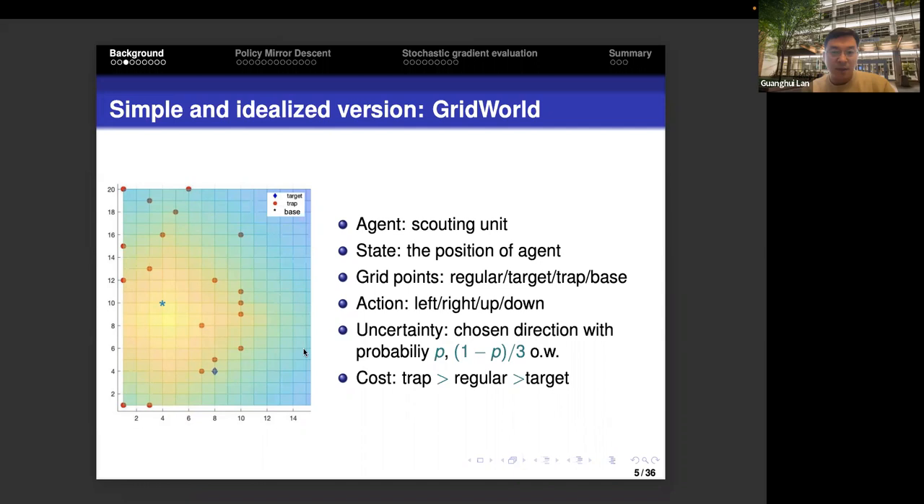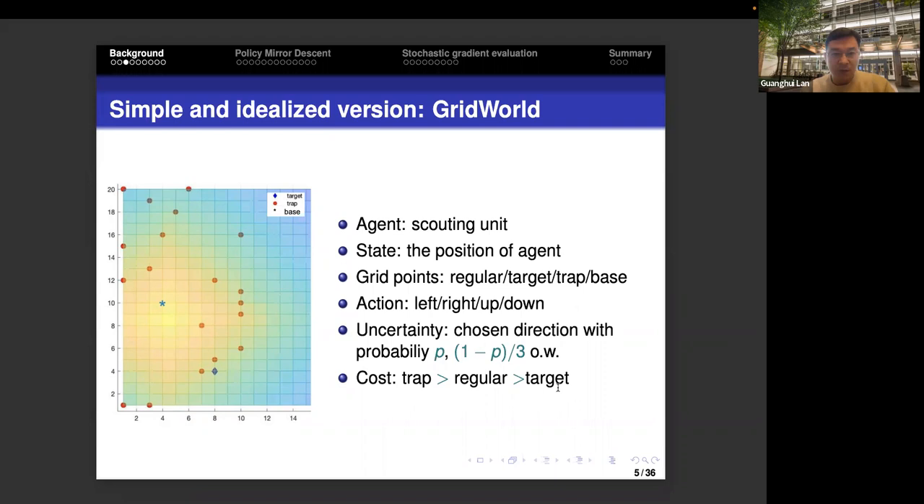As we said, because of the uncertainty, the actual moving direction will not be the direction that has been pre-designed. With some probability, the agent will move along the direction that has been defined, and otherwise it is going to move along a random direction. The cost is defined for different types of grid points. The cost of a trap is greater than that of a regular point, which is greater than that of a target point. Basically, at the target you get a reward, so the cost is negative.